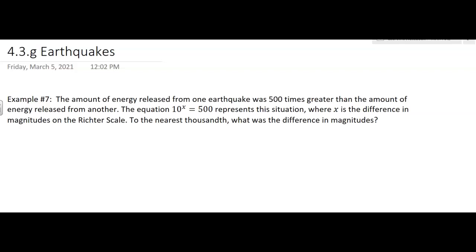So here we have a little bit of an example. The amount of energy released from one earthquake was 500 times greater than the amount of energy released from another. But then they give us the equation, 10 to the x equals 500, which represents this situation where x is the difference. Okay, so they tell us what x is. It's the difference in magnitudes on the Richter scale.